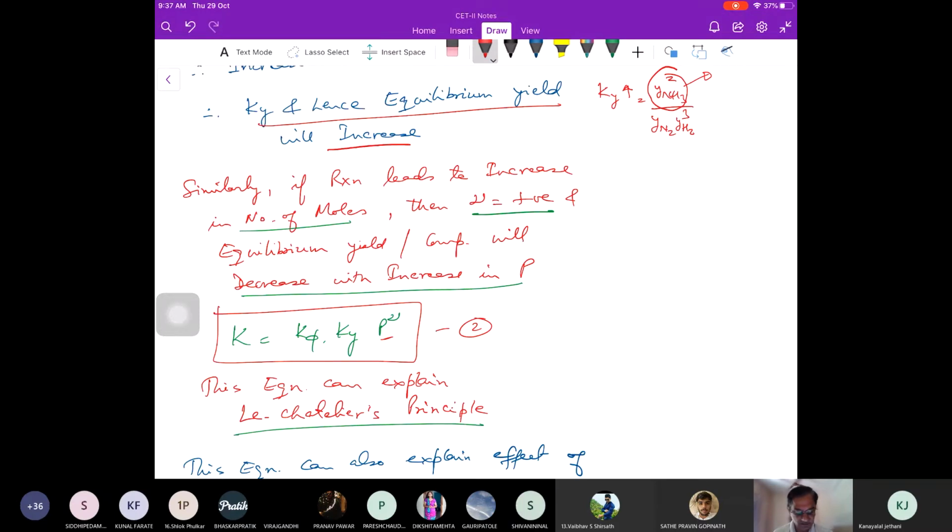सर, अगर कोई रिएक्शन में रिएक्टेंट और प्रोडक्ट के नंबर ऑफ मोल सेम है और अगर हम प्रेशर बढ़ाएंगे तो क्या होगा इफेक्ट? Excellent question, शिवानी. क्या होगा बताओ? सर नहीं पता. इक्वेशन 2 में क्या बोलता है? अगर रिएक्टेंट और प्रोडक्ट के सेम मोल्स हैं तो nu क्या हो जाएगा? 0 हो जाएगा. तो what is the effect of pressure? नहीं होगा. No effect of pressure.